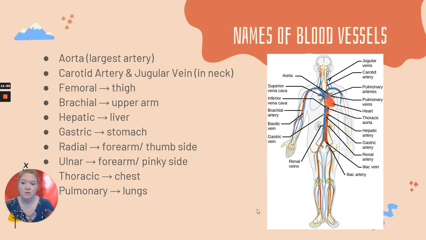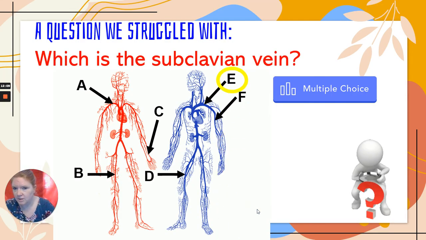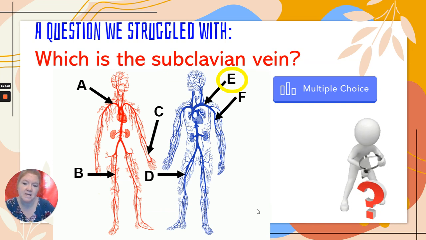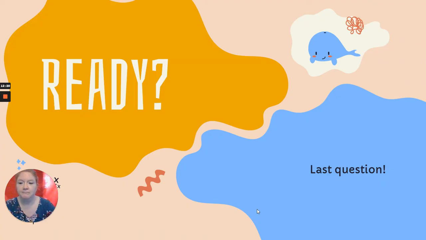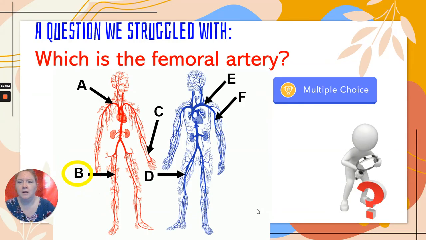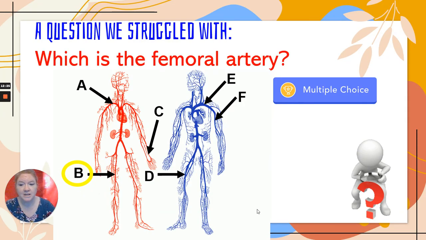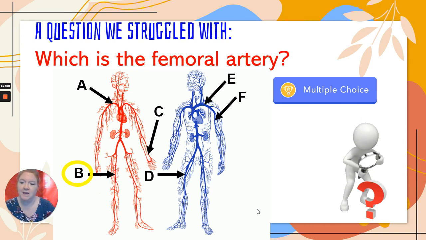Remember, pulmonary artery, the one weird artery that carries deoxygenated blood because it's going away from the heart to the lungs. And then the flip side, the pulmonary vein, actually has oxygenated blood because it's going back to the heart from the lungs. So a question we struggled with, the subclavian vein. Remember, veins are typically in illustrations represented as blue in color, and subclavian runs under your clavicle. Okay, and we have one more question. Femoral artery. So again, artery in illustrations would be red. Okay, and femoral is like your femur in your thigh.